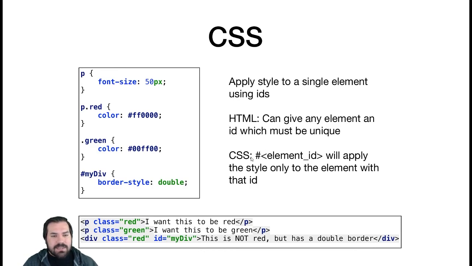In our CSS, which we're talking about now, we use the hashtag or the pound symbol if you're old like me. We use this symbol and then the ID name, and we can apply styling to that specific element. This is only going to be applied to the single element with the ID of my div. So this element here is going to get this double border style, which is going to have a border that's two lines, like two borders.